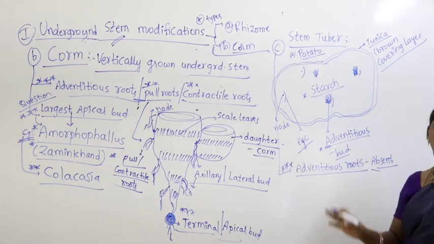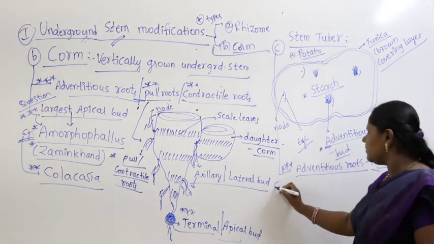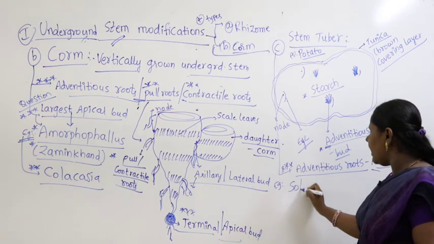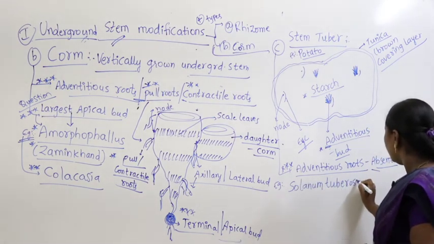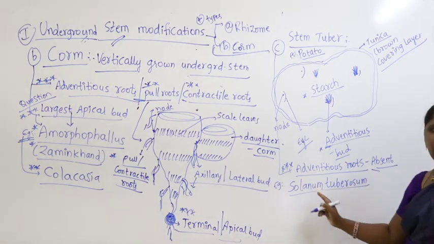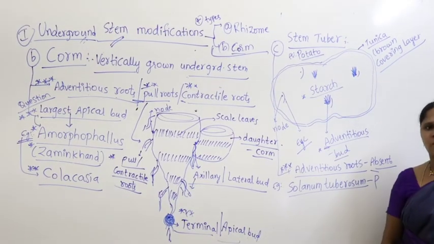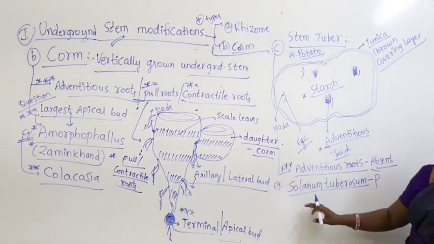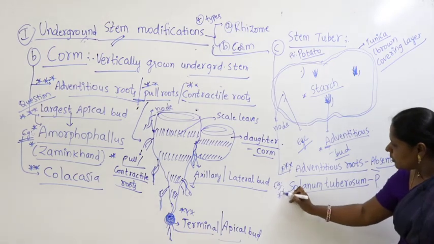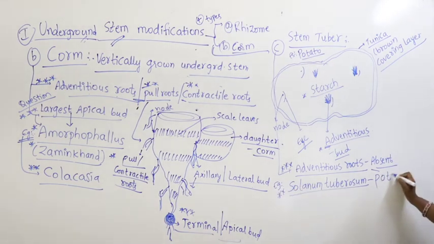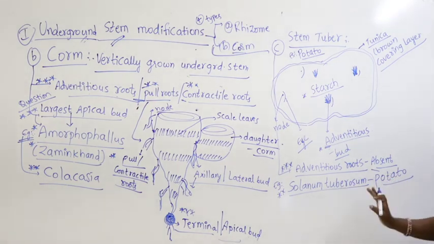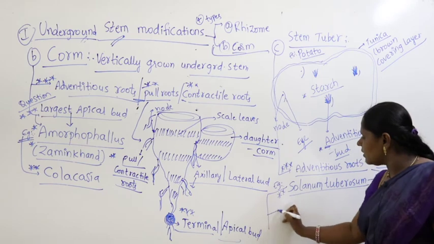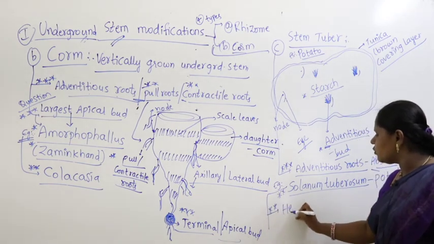Very, very, very important. Let us take examples. So you can take Solanum tuberosum. I am writing the complete scientific name, Solanum tuberosum. What are the examples here? Solanum tuberosum is nothing but potato. Similarly, I will write another example: Helianthus tuberosum.